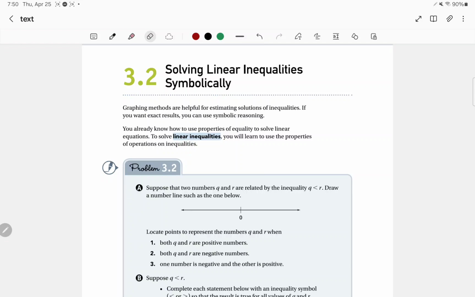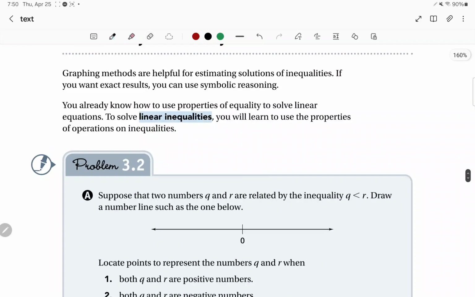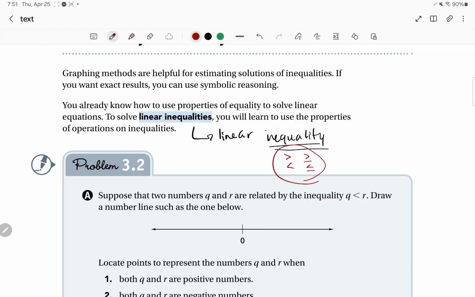In 3.2, we're going to be looking at solving linear inequalities. So down here, a linear inequality is just like a linear equation, and it has all the same properties, except a linear inequality is going to have the greater than, less than, greater than or equal to, less than or equal to signs in place of the equal sign, just like this. So you're going to see these instead of an equal sign.